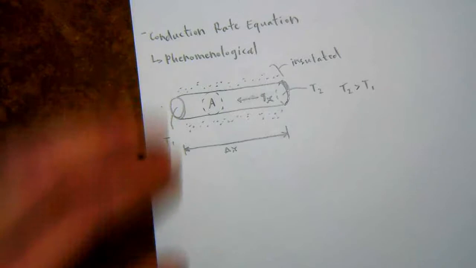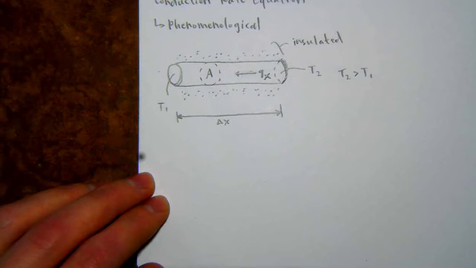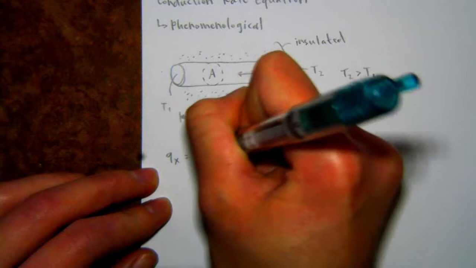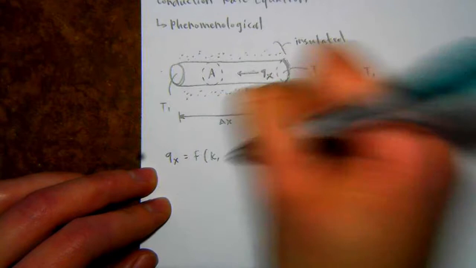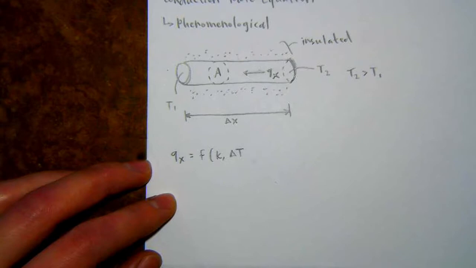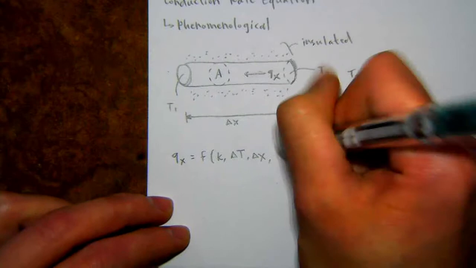All right, properties that would influence heat transfer. Material properties, yeah. So we'll say q_x is going to be a function of a bunch of different things. Material property, we'll represent by this variable k. Anything else? The temperature difference, right. So delta T. There are two more things. Delta x, so how far the heat is being transferred across, the distance. And area, right, the size of the material that the heat is being transferred through.